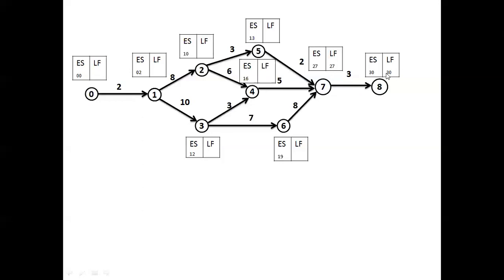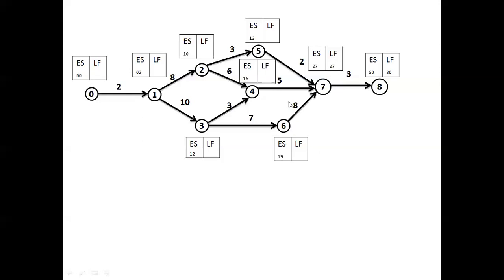The project will be completed on the 30th day. That is 16 plus 5, 21. Still 6 extra days it can consume without affecting the completion of the project. But when it comes to 6 to 7, you just see here, the 6 to 7 starts on the 19th day, takes 8 days for its completion, then it will be completed on the 27th day, and the latest finish time for this is 27 itself.